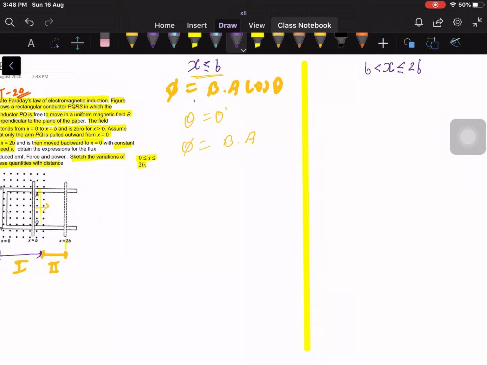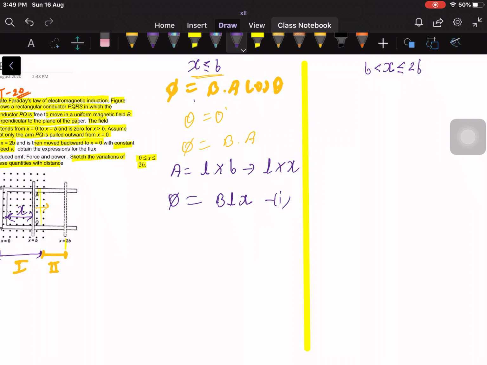So how can we calculate the area? What is the formula for area? Very simple, length into breadth. Here at a random time we can assume it is length L into x, and this is x. I am taking this at a particular moment. So what is the flux then? Here phi is equal to BLx. This is the flux.